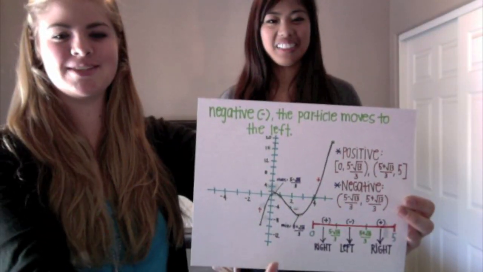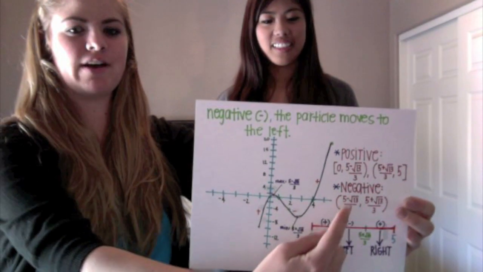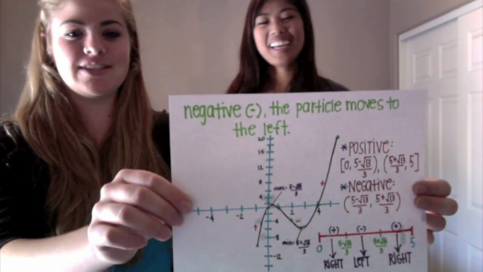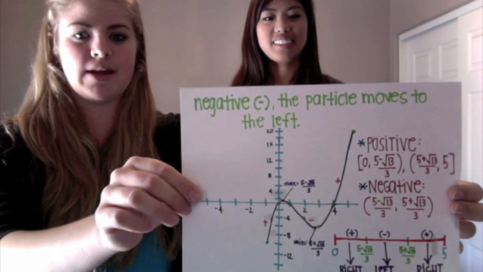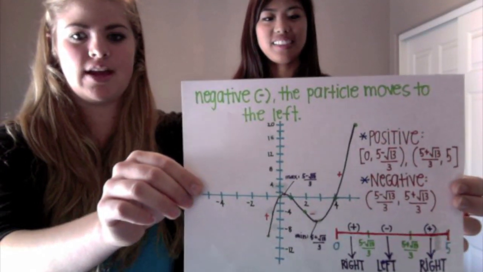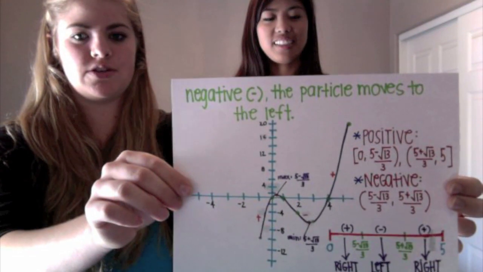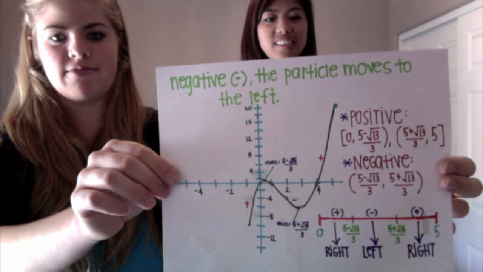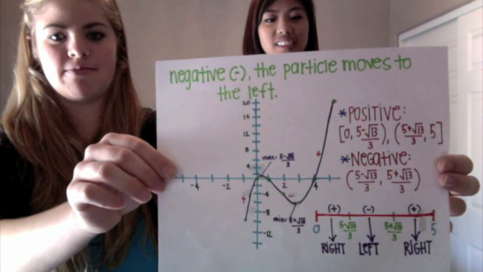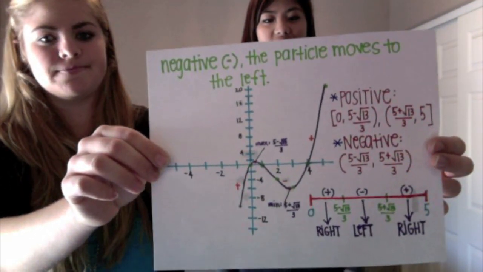We graphed the equation to make sure our solutions were correct, and we found the positive intervals in this graph are from 0 to (5 minus square root 13) over 3, and (5 plus square root 13) over 3 to 5, and the negative is (5 minus square root 13) over 3 to (5 plus square root 13) over 3.